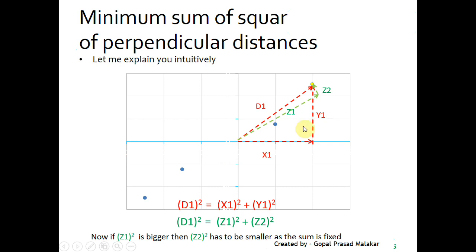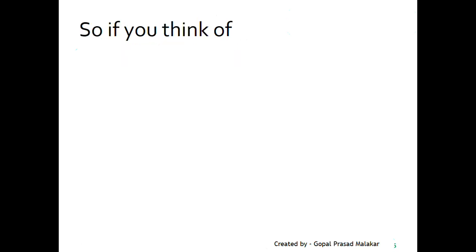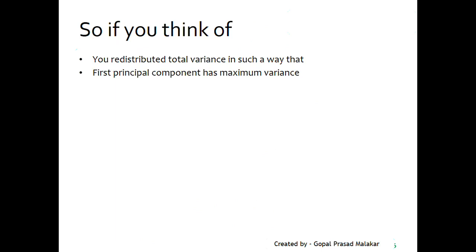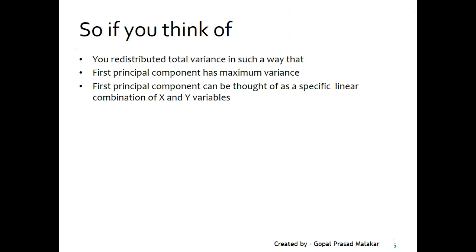In the two-dimensional case, if z1 is the first principal component, z2 is the residual, the second principal component. So what did you do? You redistributed the total variance in such a way that the first principal component has maximum variance, and the first principal component can be thought of as a linear combination of the x and y variables. The second principal component has the residual variance.